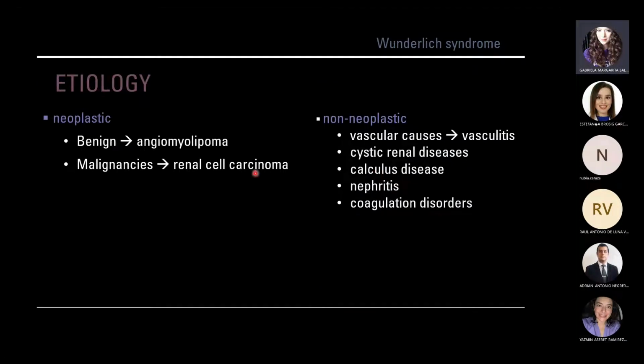For this topic, we are going to divide into neoplastic and non-neoplastic groups. In the neoplastic, the most common benign is angiolipoma, and we can have malignancies, the most common being renal cell carcinoma. And then non-neoplastic, we can see vascular causes like vasculitis, like thrombosis, and renal disease, calculus disease, nephritis, and coagulation disorder.